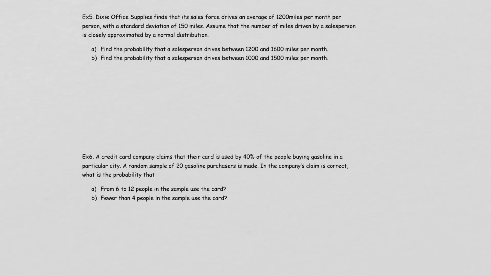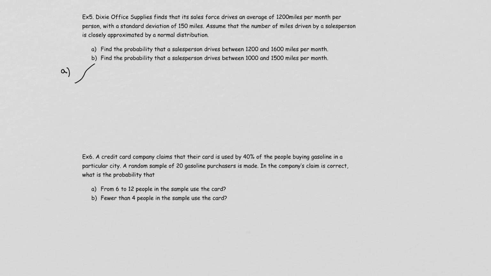Okay, let's look at another one. Example 5. This is the salesperson driving. The average, which is the mean, is 1,200 miles, with a standard deviation of 150. They want you to find the probability that the salesperson drives between 1,200 and 1,600 miles for part A. Part B is between 1,000 and 1,500. So let's look at the first one.